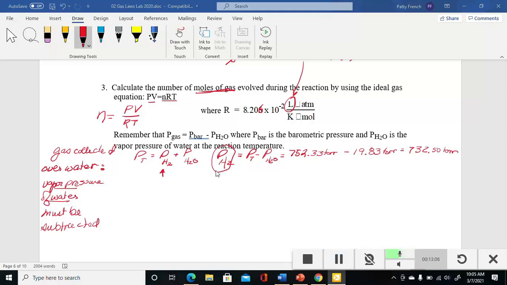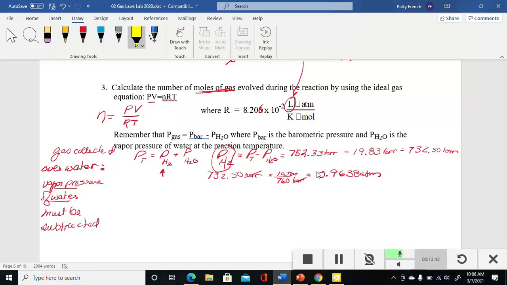So if we converted this, as we need to, to atmospheres, we'd have 732.50 torr times 1 atmosphere per 760 torr. And that has enough significant figures to not change ours. And this ends up being 0.9638 atmospheres. Okay, so now let's see what we've got.